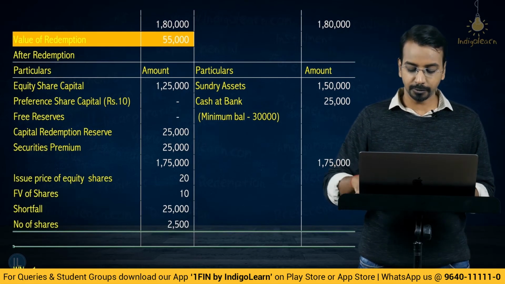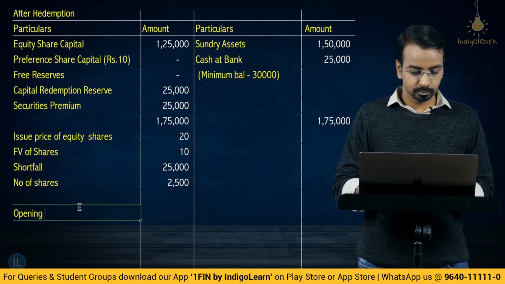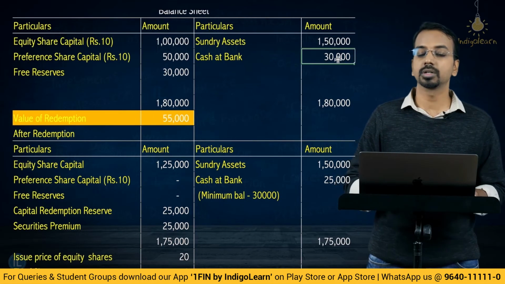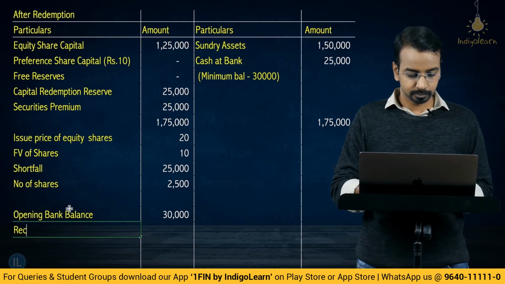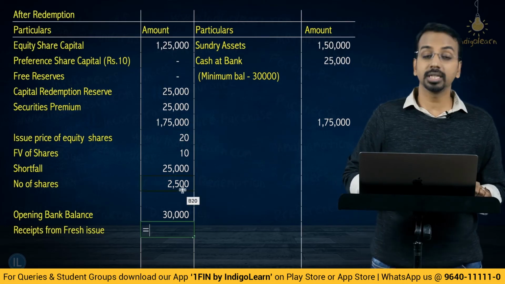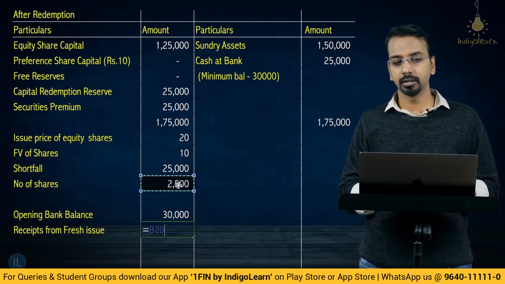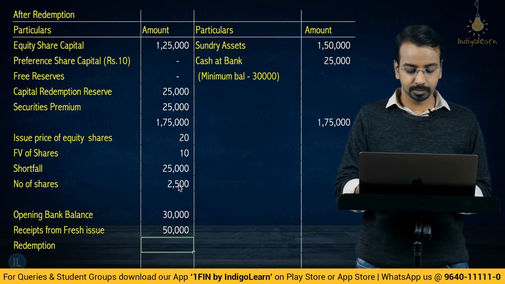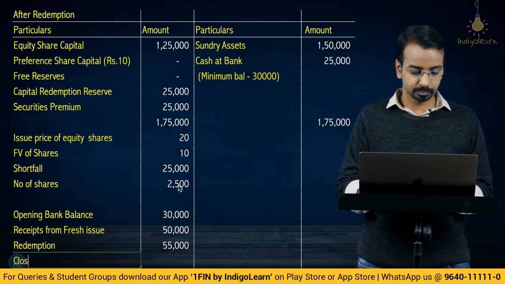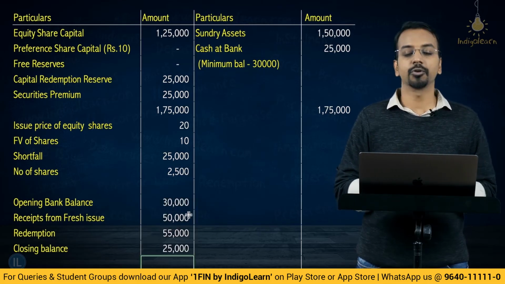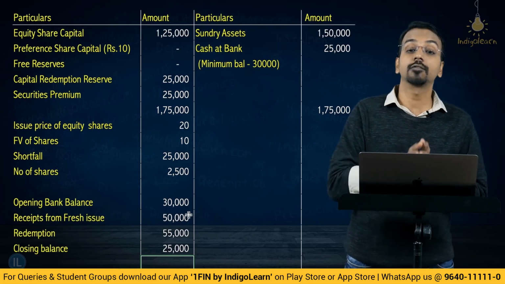Okay. Now, let us add some computation here. Opening bank balance 30,000. Okay. We have understood that, taken that in the question. 30,000 is the opening bank balance, right? Then receipts from fresh issue. What is the receipts from fresh issue? Based on this calculation on CRR, we will get 2,500 into 20, which is 50,000. Redemption 55,000. So, to calculate closing balance, opening balance plus whatever you have received 50,000 minus 55,000, you get 25,000. And then there is a shortfall here also.